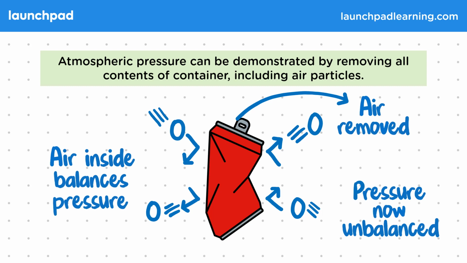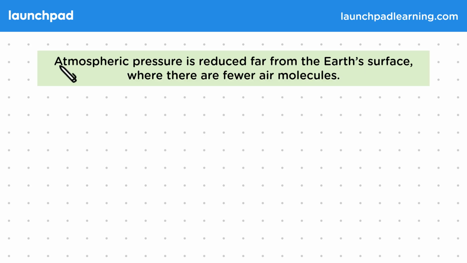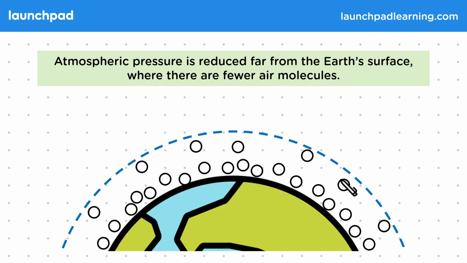So is the strength of atmospheric pressure the same everywhere? Well, atmospheric pressure is actually reduced far from the Earth's surface, where there are fewer air molecules. The atmosphere is gas that's held close to the Earth by gravity, and the number of air molecules becomes less with distance from the Earth. So the atmospheric pressure varies with height.